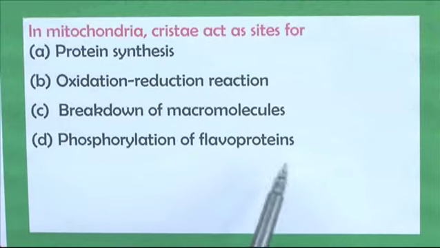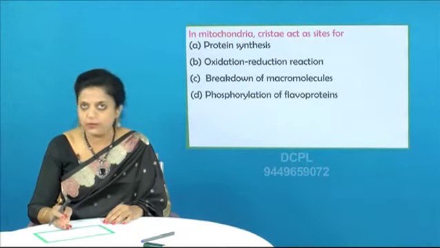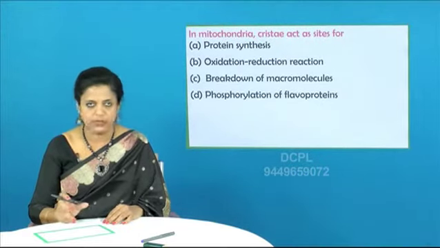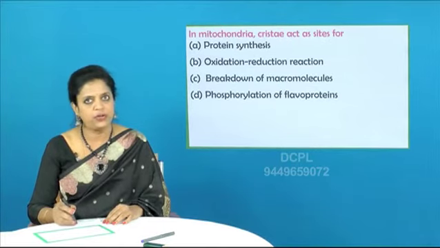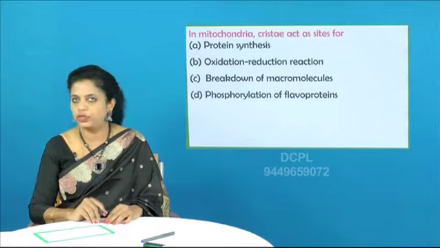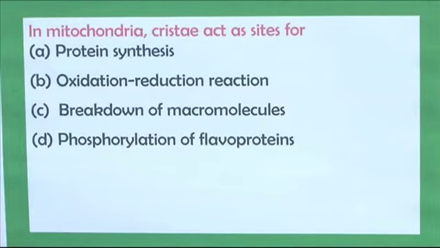phosphorylation of flavoproteins. See, the words are like here and there, you will be thinking. Confusion happens very easily if you don't know the parts of the mitochondria. So what is cristae? I hope you know already. Let me show you the diagram, then come back to the structure and the question.